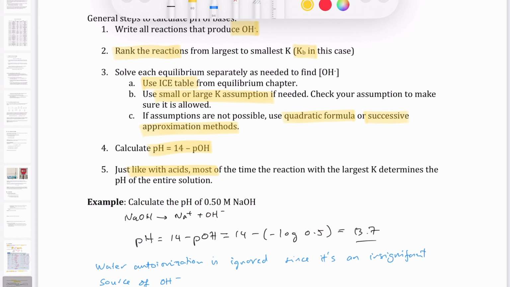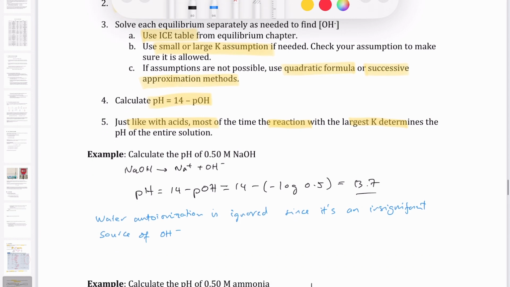And lastly, just like with acid, you don't have to worry about reactions with small K, because usually the reaction with the largest K will be the one that determines the pOH and therefore determines the pH of the entire solution. So let's do a couple of examples to show how this works.